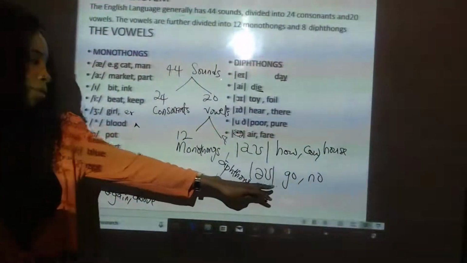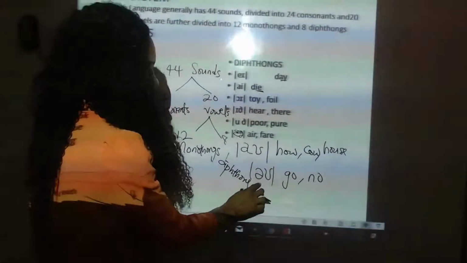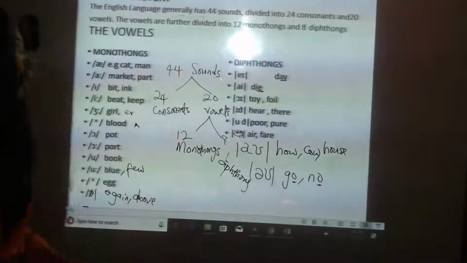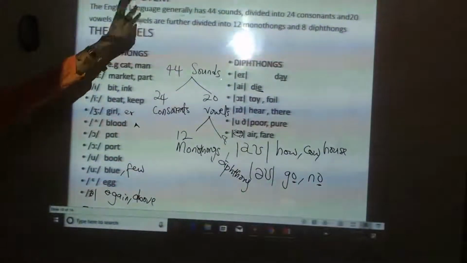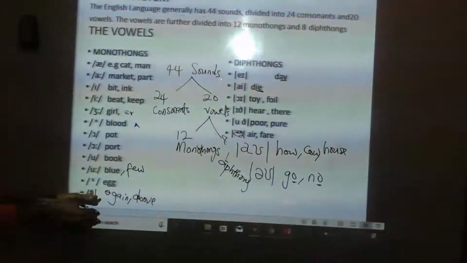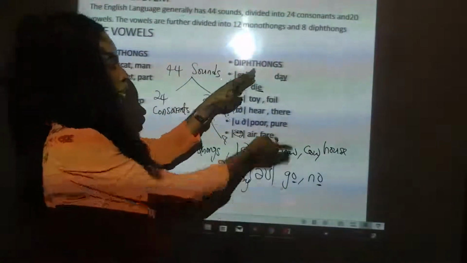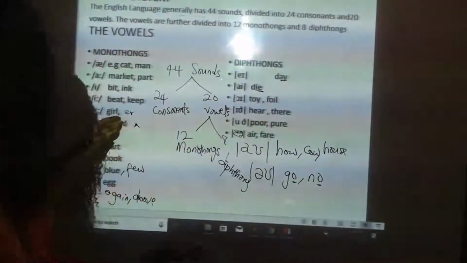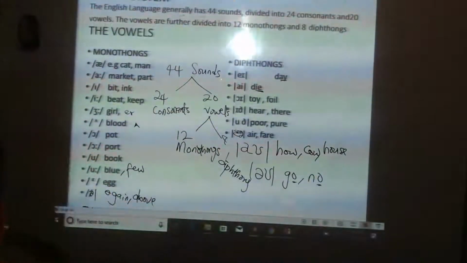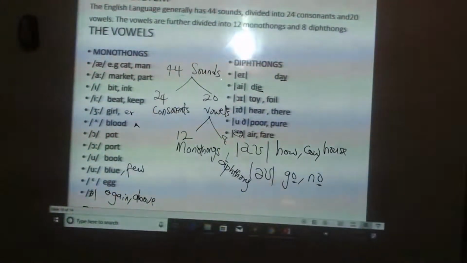These words make the sound ew. The o here makes the sound ew. Now, this is all about the vowel sounds, the 20 vowel sounds. Here we have 12 monophthongs, and here we have 8 diphthongs, which makes up the 20 vowel sounds we have in English. Next, we have the consonants.